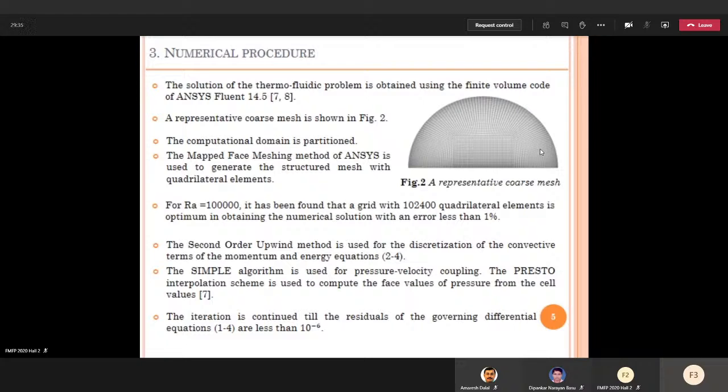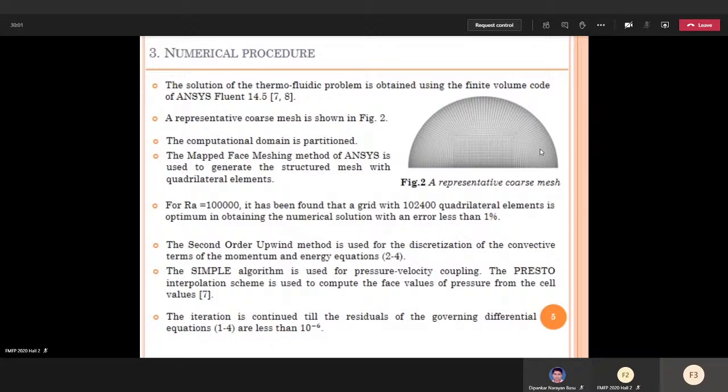And the grid independence study is conducted for the maximum value of Rayleigh number that is studied, and that value is Ra equal to 10 to the 5. For that maximum value of Rayleigh number, it has been found that if the number of elements is approximately 1 lakh, then the error in the solution is less than 1%. So this particular grid is used for all values of Rayleigh number less than or equal to Ra equal to 10 to the 5.